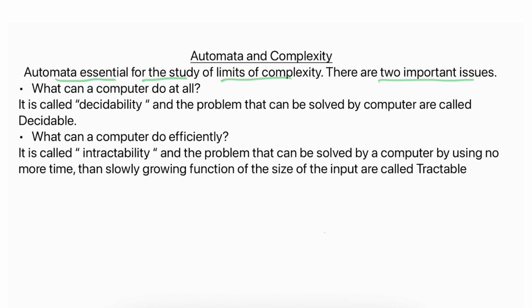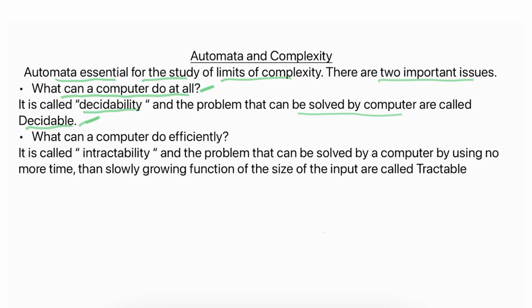The first one is: what can a computer do at all? We are going to check what all the tasks are that the computer can do. That is called decidability. What can a computer do at all is called decidability, and the problems that can be solved by a computer are called decidable. So the answer for this particular question is nothing but decidable.